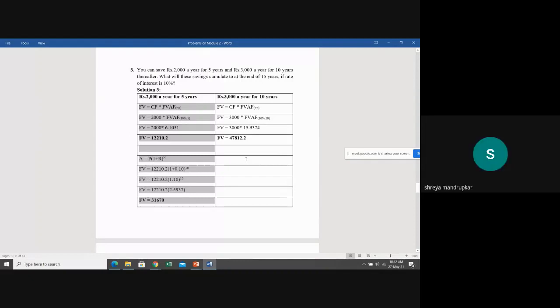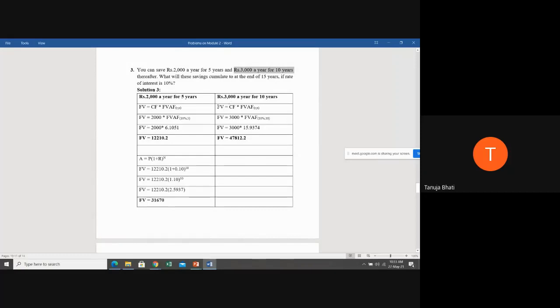Yes, ma'am. Okay, next they are telling rupees 3,000 a year for 10 years. Now 3,000 is deposited thereafter. Thereafter means after 5 years got completed, 3,000 is being deposited every year for 10 years. So see the scale of 15 years. First 5 years you deposited 2,000. Then from the 6th year onwards you deposited how much? 3,000 for 10 years. So obviously that will reach 15 years. We have to make sure that we travel up to 15 years.